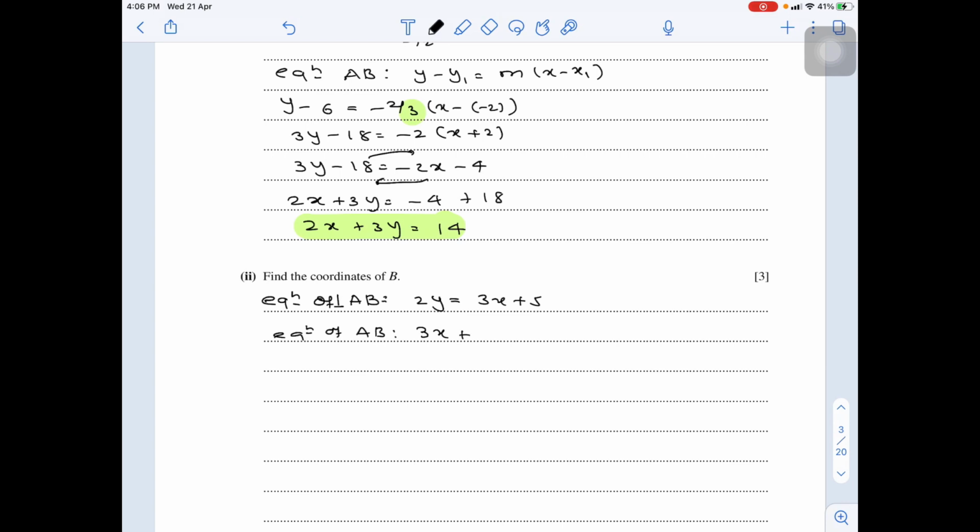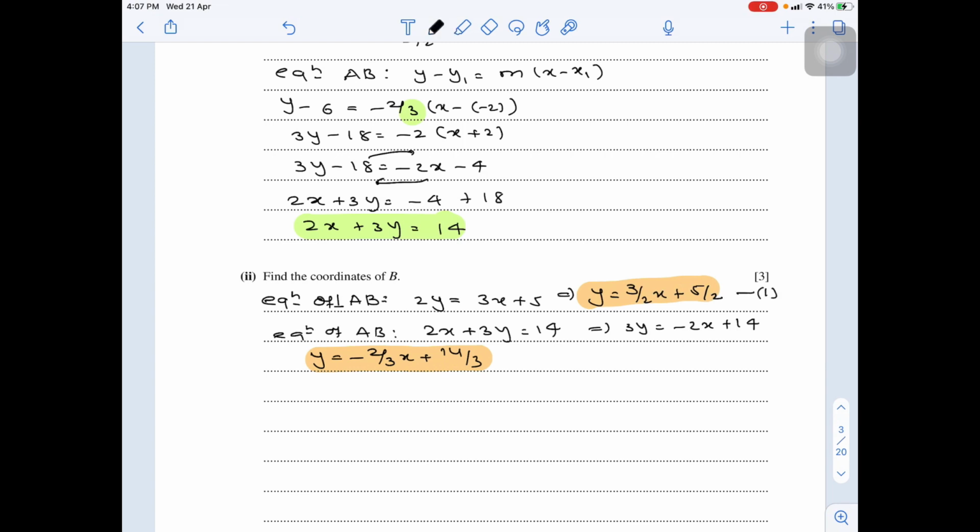All right, so I'm writing it is 2x plus 3y is 14. So I can write 3y is negative 2x plus 14, divide throughout by 3. y is negative 2 over 3x plus 14 over 3. Now I have these two equations. One is that, and I can use this to change it, divide by 2 throughout, 3 over 2x plus 5 over 2. This is equation 1 and that's equation 2.